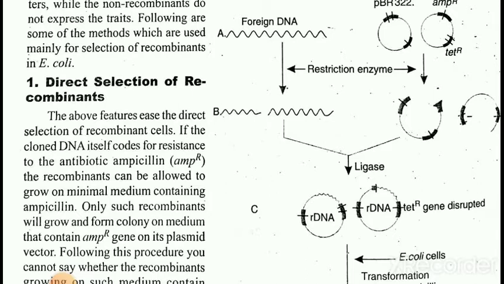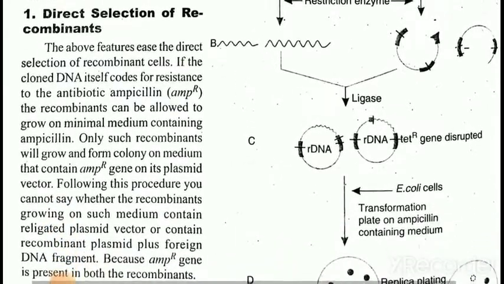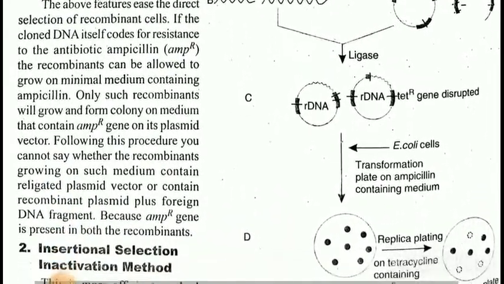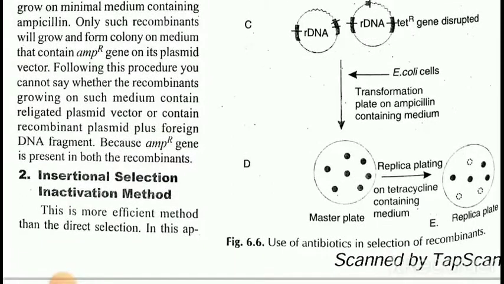If the cloned DNA itself codes for resistance to the antibiotic ampicillin, AmpR, the recombinants can be allowed to grow on minimal medium containing ampicillin. Only such recombinants will grow and form colonies on medium that contain AmpR gene on its plasmid vector. Following this procedure, you cannot say whether the recombinants growing on such medium contain re-ligated plasmid vector or contain recombinant plasmid plus foreign DNA fragment, because AmpR gene is present in both the recombinants. See figure 6.6. Use of antibiotics in selection of recombinant.